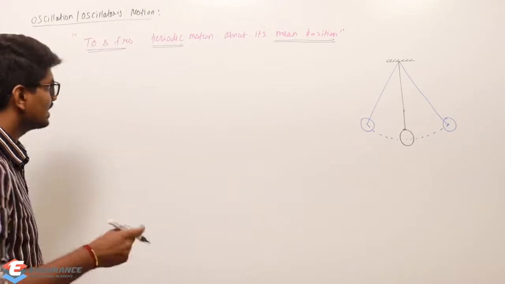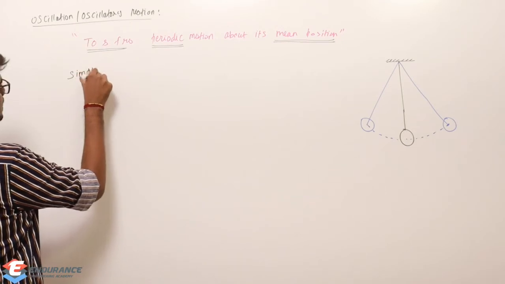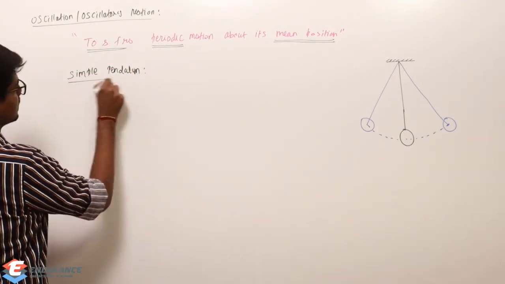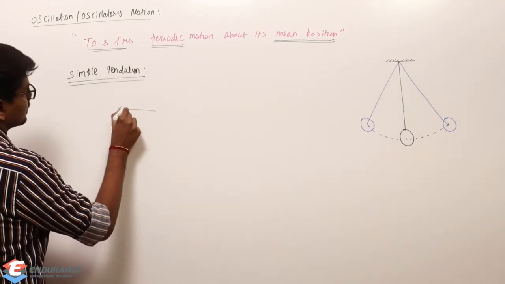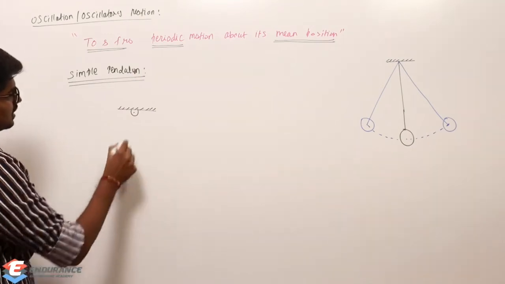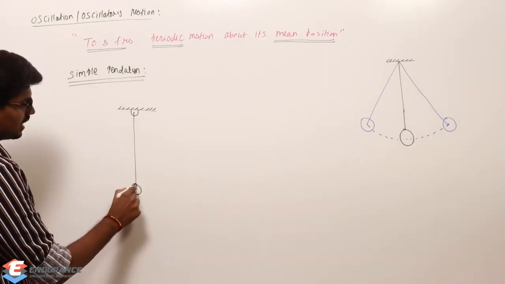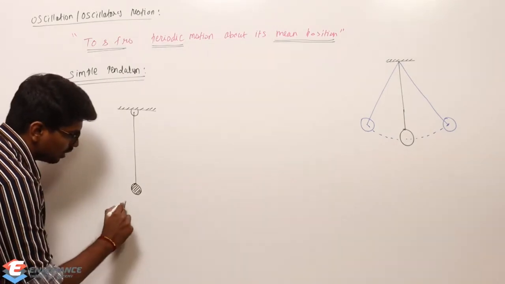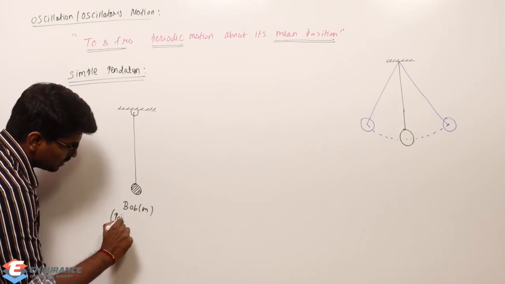Now listen, I will take an example so that you will understand it better. Let us take an example of a simple pendulum. So what is a simple pendulum? At one end we have a hinge and a thin thread, and there is a point mass, a ball attached to it. This is a bob with a mass m. This is basically a point mass.